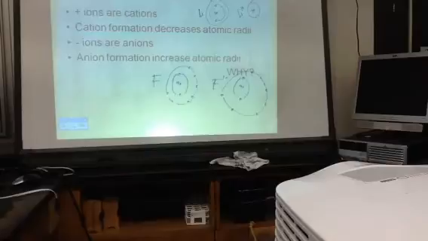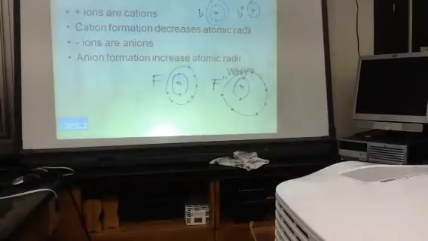When we form an anion, fluorine picks up an extra electron. Same thing, it's tug of war. We used to have 9 protons pulling on 9 electrons. Now we have 9 protons pulling on 10 electrons. Those electrons can get further out from the nucleus. They're winning the tug of war in essence because there are more of them. So the entire ion gets larger, it gets fluffier.